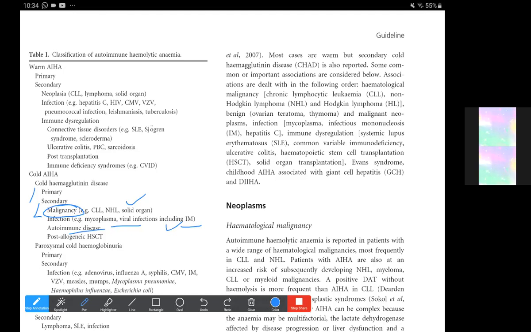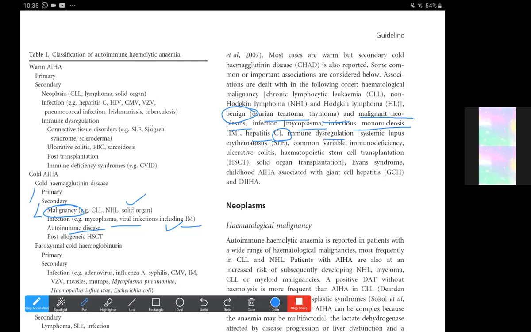And some common or important associations are considered below. The associated hematological conditions are CLL, NHL, and HL. The benign solid tumors are ovarian teratoma and thymoma. So the important ones mentioned for solid tumors are ovarian teratoma and thymoma, which are benign lesions, and malignant neoplasms may of course also be associated with other solid tumors. They are also associated with infections, mycoplasma and infectious mononucleosis, and in certain cases even hepatitis C, which is associated with cryoglobulinemias and associated immune dysregulation.